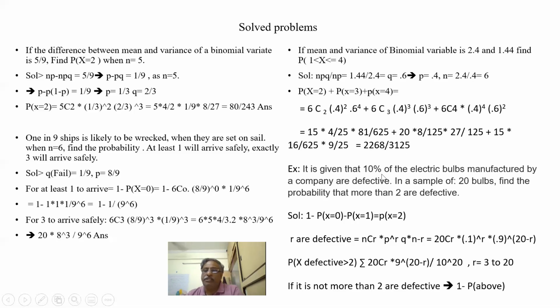It is given that 10 percent of bulbs manufactured by a company are defective. That means the probability of defect is 0.1. In a sample of 20 bulbs, find the probability that more than 2 are defective. P(2) is 20C2 into 0.1 to the power of 2 into 0.9 to the power of 20 minus 2.